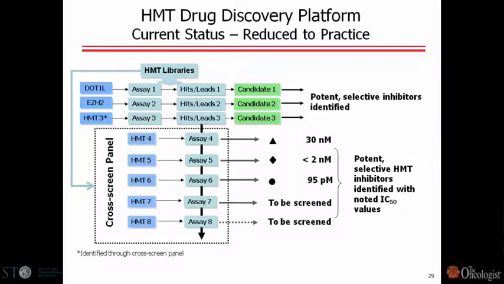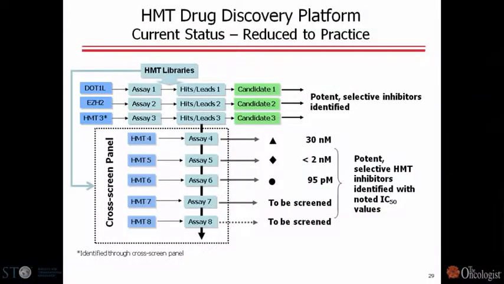And so what we've done is we've started to array these enzymes. At the time that this slide was made, we had 8 enzymes in our cross-screening panel. Today, that number is 11. By the time I get back to the office, it'll probably be about 15. And by the end of the year, we expect to have all 20 of the well-validated targets in our cross-screening panel. The idea is that for our 3 drug-seeking efforts, we're going through traditional drug discovery methods.